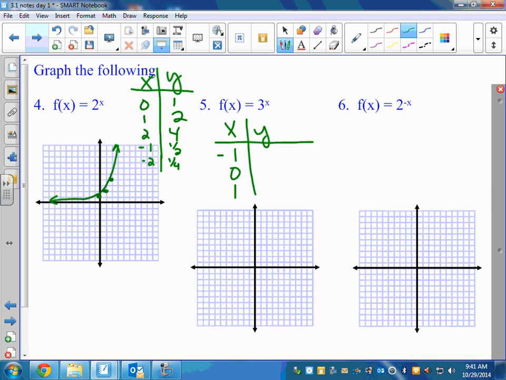When I plug 1 in there, 3 to the first is 3. When I plug 0 in there, anything to the 0 power is 1. And when I plug a negative in, it just moves it to the bottom. So I get 1/3. Think about if you plug 2 in there, it's going to go all the way up to 9.